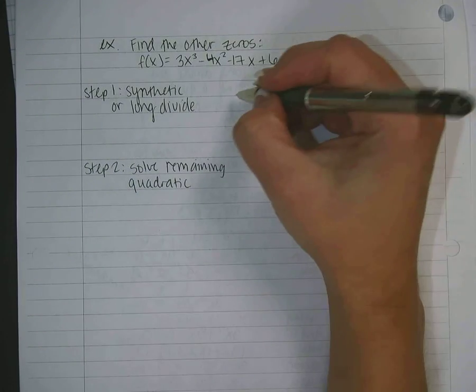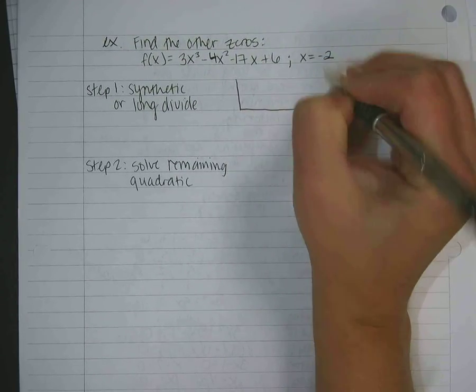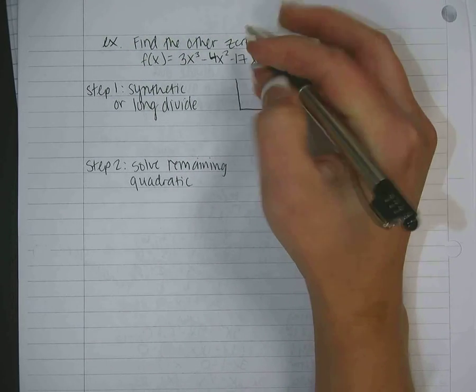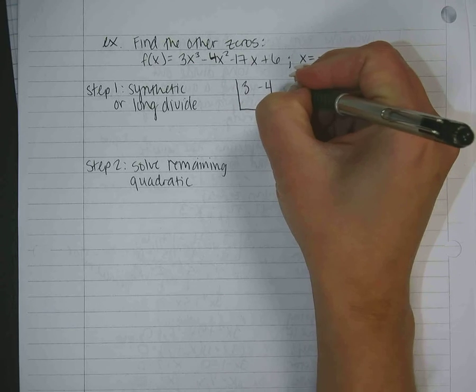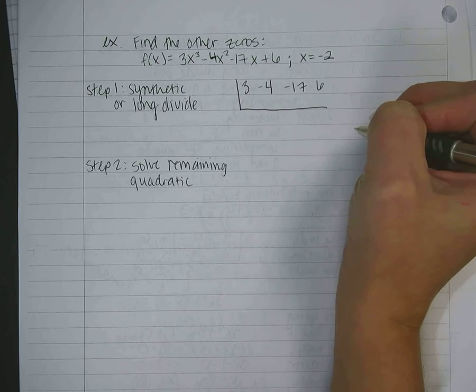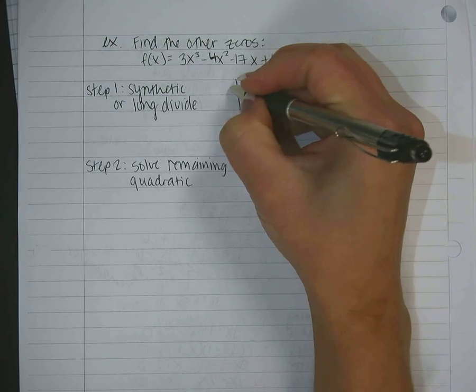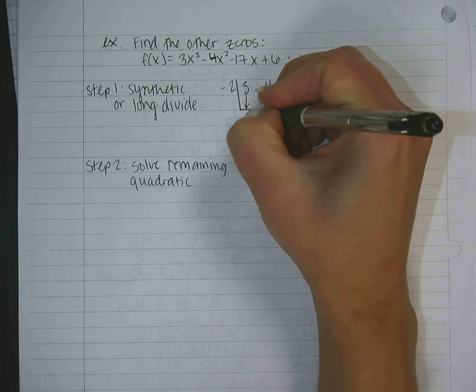Okay. So first for my synthetic division, because I think synthetic's easier, I'm going to have 3, -4, -17, and 6. I have -2 on the outside. So I drag my 3 down.